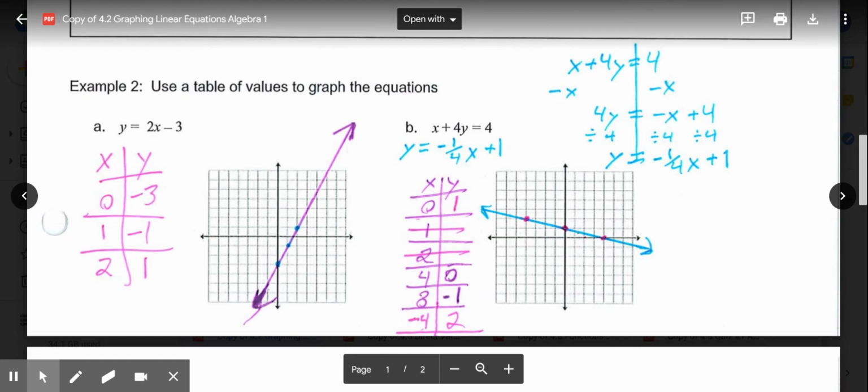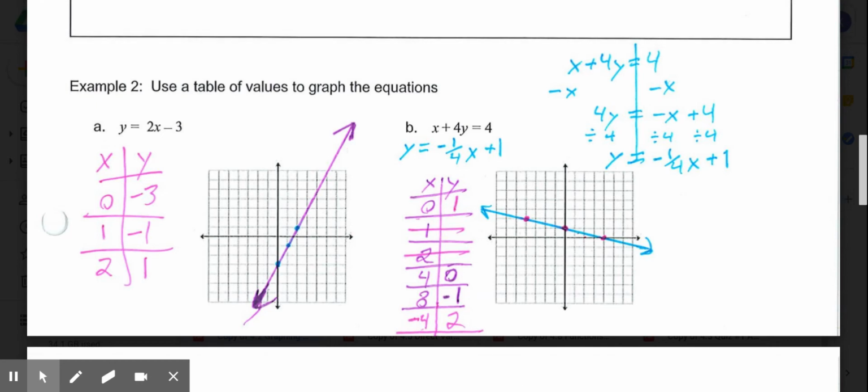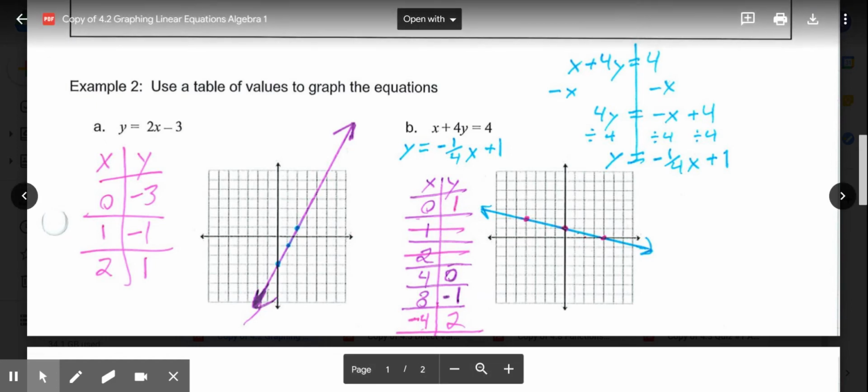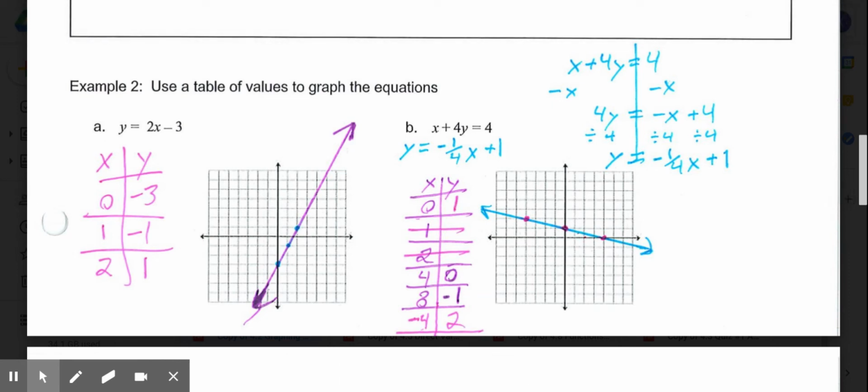Then I'm going to divide everything by 4. So then, to get y alone, 4y divided by 4 is y. A negative x divided by 4 is a negative 1/4 x, or x over 4. And then the 4 divided by 4 at the end gives us a plus 1. So in this case, our function form equation is y equals negative 1/4 times x plus 1.